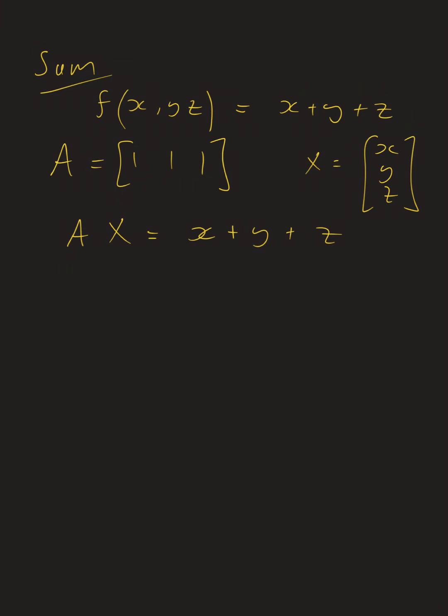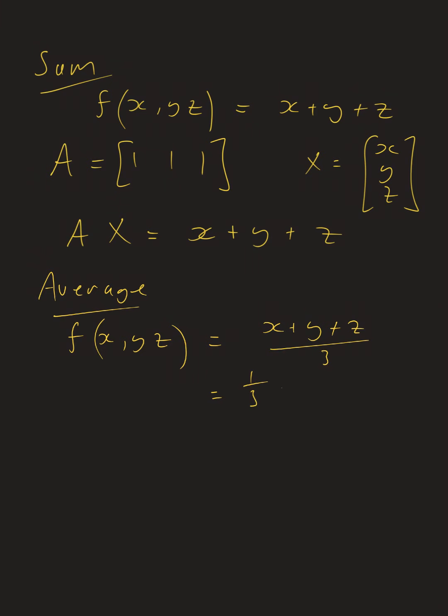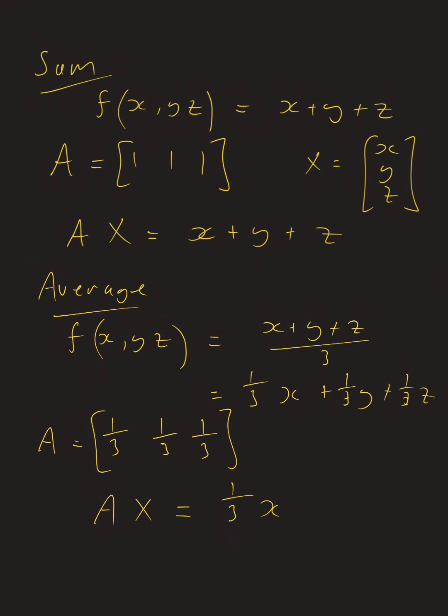How about a function that gets the average? In this case, f of x, y, and z will be equal to x plus y plus z over 3. Or that's the same as saying 1/3 times x plus 1/3 times y plus 1/3 times z. So the matrix for that would be 1/3, 1/3, 1/3. So there's my A for that, and if I multiply that out now, A times x does in fact equal 1/3 x plus 1/3 y plus 1/3 z.